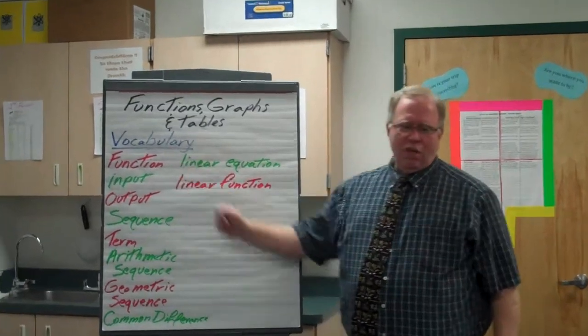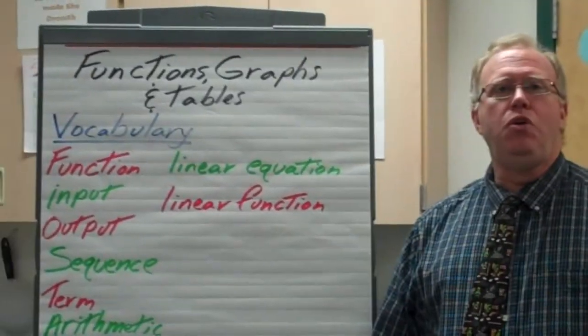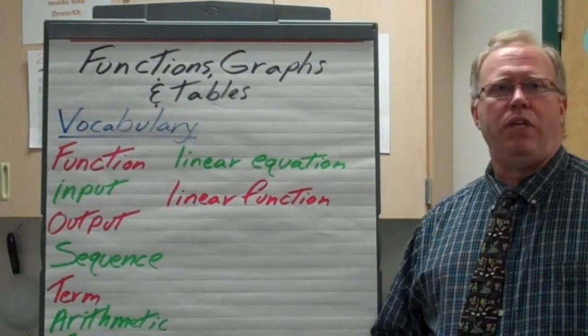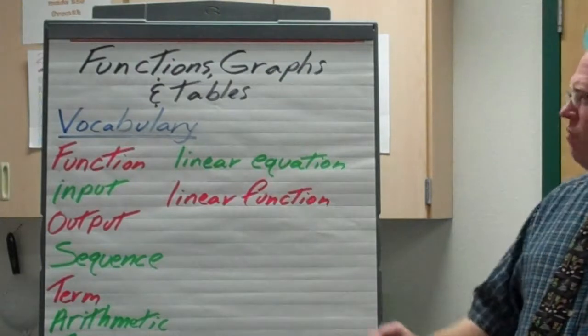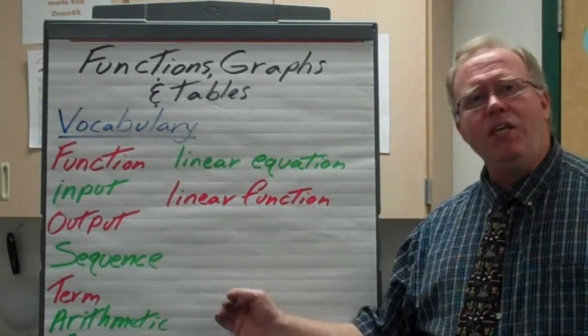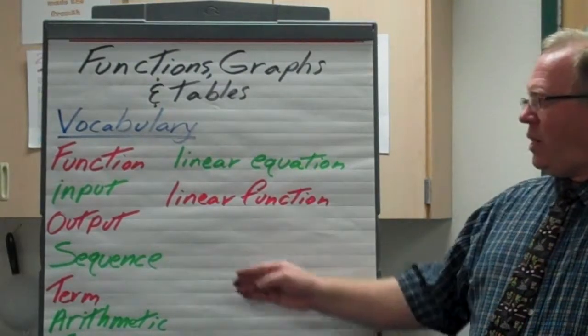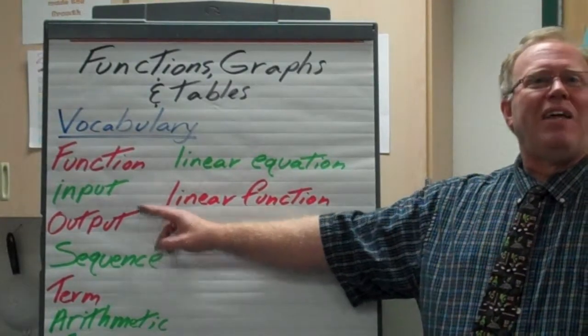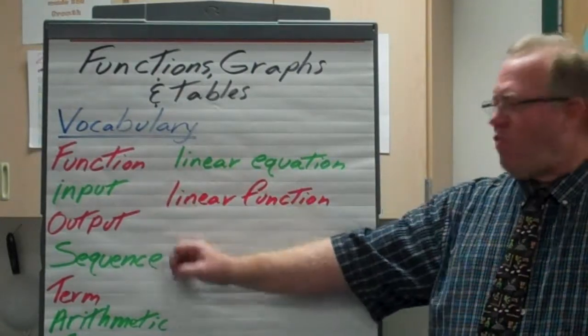First, function. A function operates according to a rule that produces one output based on one input value. Input would be the value that is substituted into that function in order to get the output. And the output then is the result of that input working through that function.